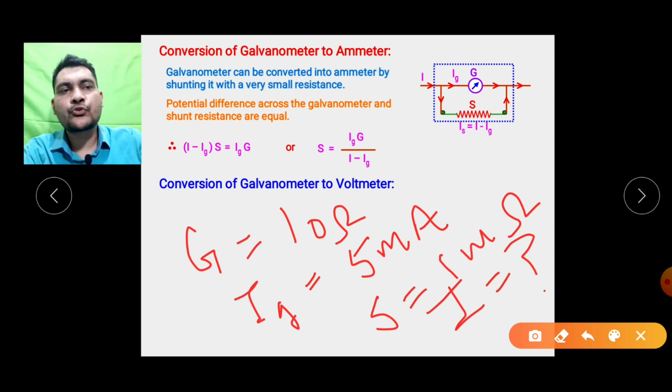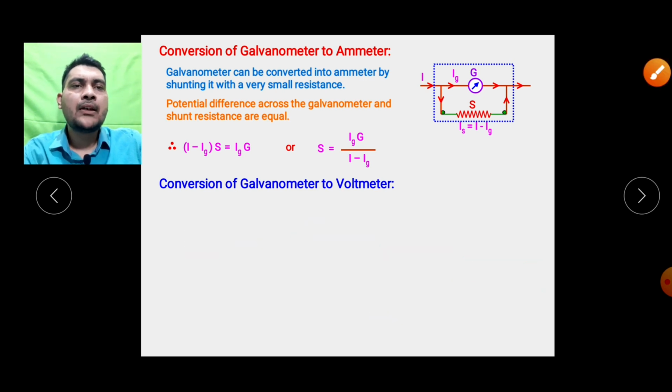So this is a numerical problem. You solve it and reply to me in the comment box.